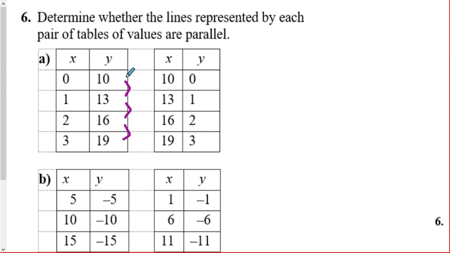Okay, so here's my first one. 10 to 13, that's going up by 3. 13 to 16, that's going up by 3. 16 to 19, that's going up by 3. How about my next one? 0 to 1, that's going up by 1. 1 to 2, that's going up by 1. 2 to 3, that's going up by 1.